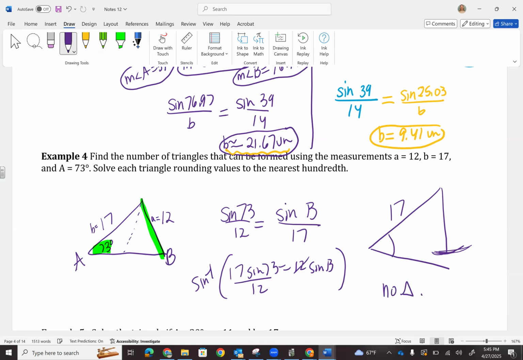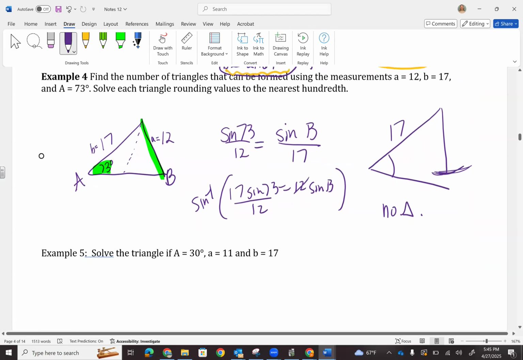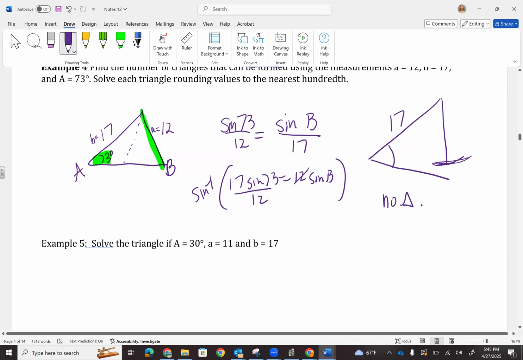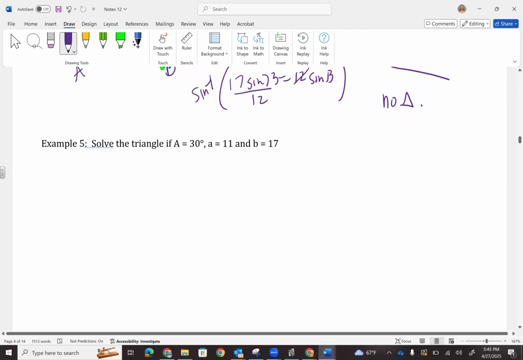If you got an answer, then you would look to say, are there two triangles or is there just one? In this case, there is no triangle formed because that second side is going to be too small. This last one is going to make two triangles. So I would say pause the video and try it and see if you can actually do this yourself.